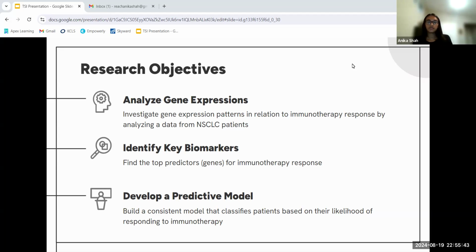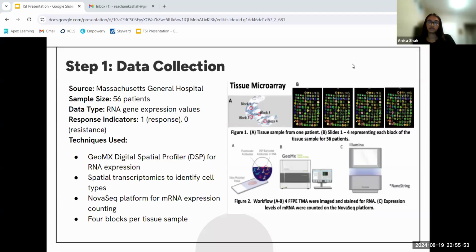We used advanced bioinformatics tools to achieve these objectives, including training and testing our model with recent patient data. So these are the methods we employed to carry out this study and achieve our goals. So how did we process and collect our data for use? Our data source was Massachusetts General Hospital, where we analyzed gene expression values from 56 patients with lung cancer. Each patient's response to immunotherapy was categorized as either a 1 for a positive response or a 0 for resistance.